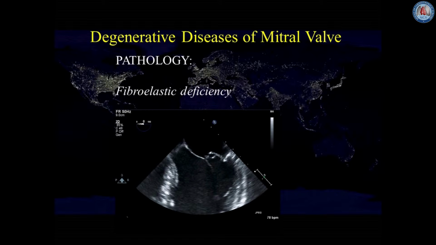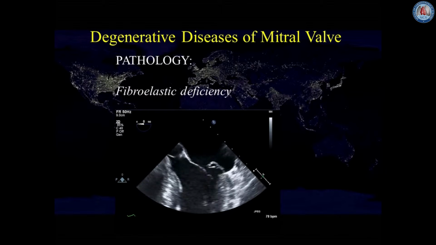Fibroelastic deficiency is a term introduced by Professor Alain Carpentier to describe mitral valves with normal size, thin leaflets, and attenuated chorda tendina, and the regurgitation is usually due to ruptured chorda tendina.